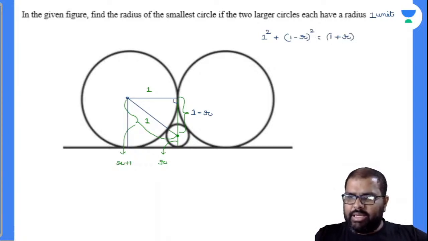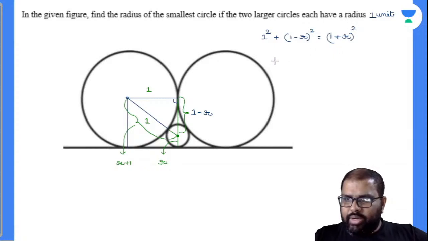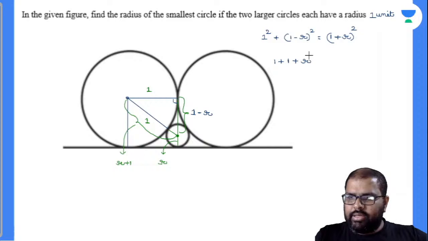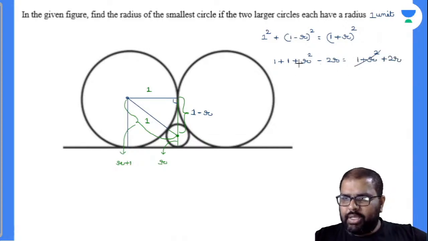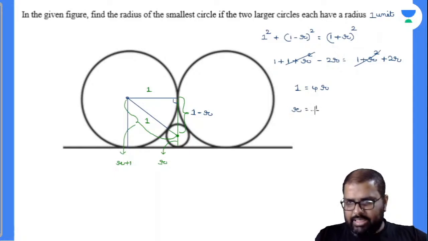We have done a similar type of question like this, right? So 1 plus R square minus 2R is equal to 1 plus R square plus 2R. Now see here, 1 plus R square will get cancelled off. 1 is equal to 4R. My R value is equal to 1 by 4. Yes, Raman gave me the answer there, 0.25.